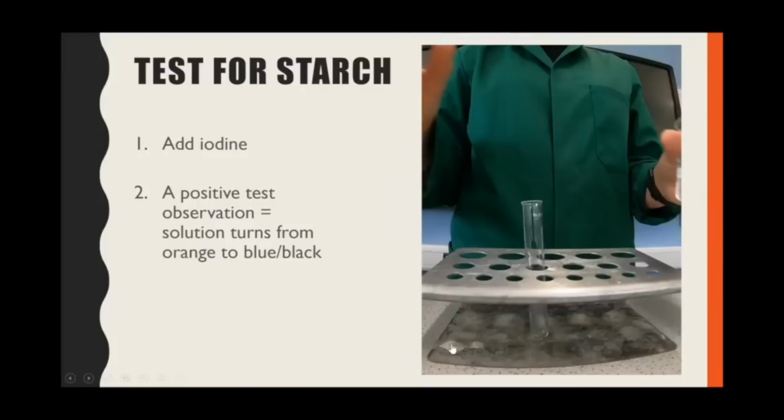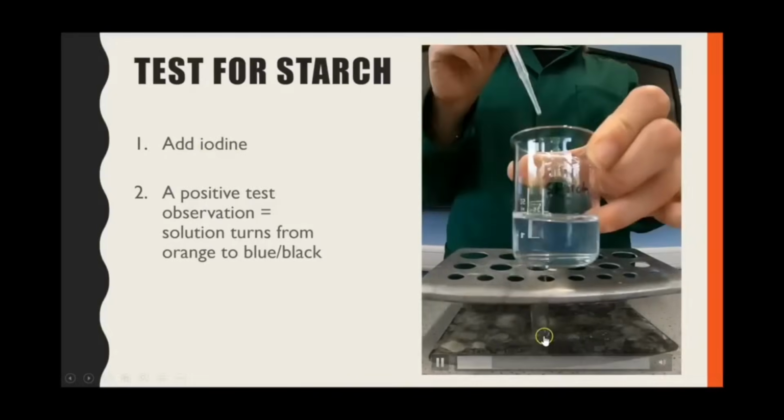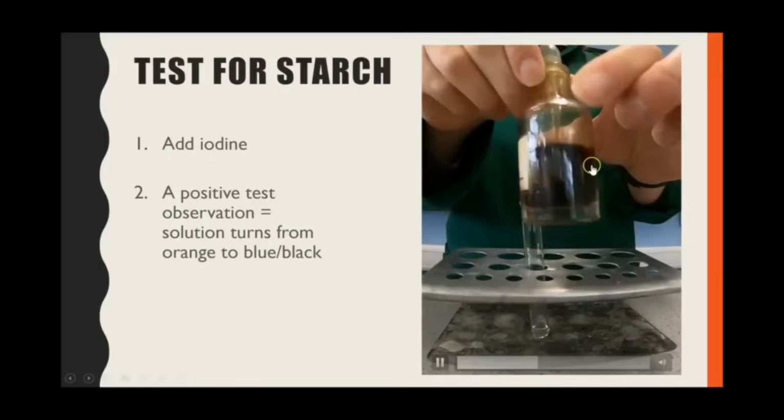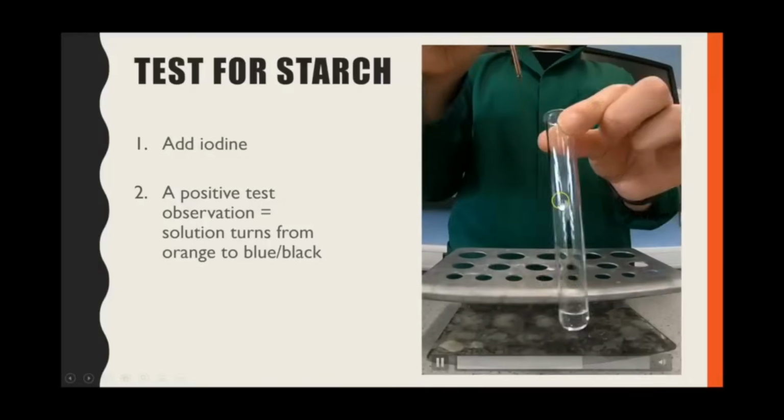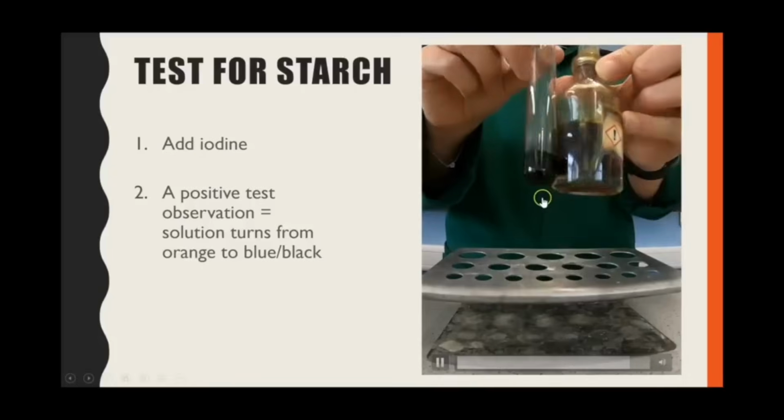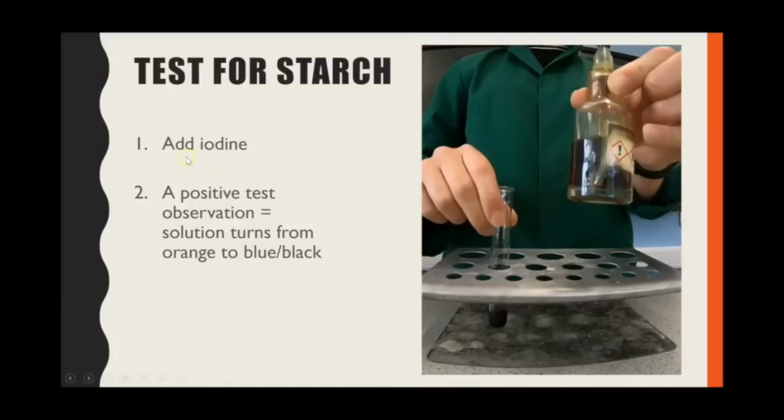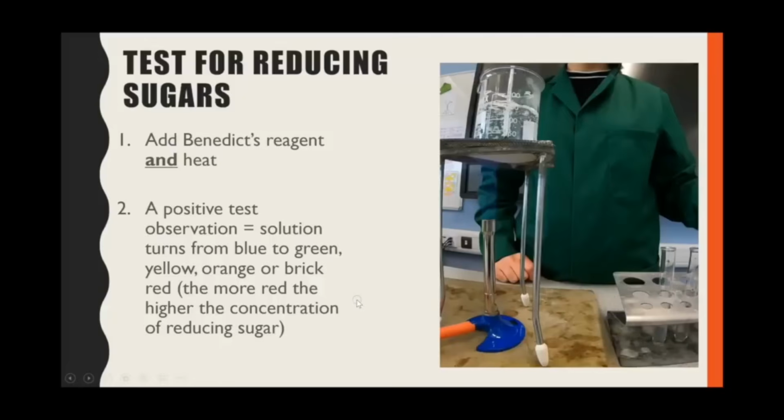So the test for starch. First of all, the reagent that you have to add is iodine. In this case, I've got my sample of starch. Then you would add your iodine, which is a browny orange colour. If you have starch present, you get a blue-black colour. So the reagent is iodine. Positive result is orange to blue-black colour formed.